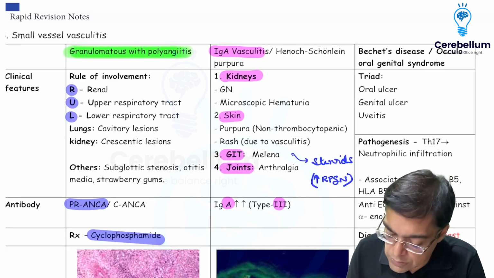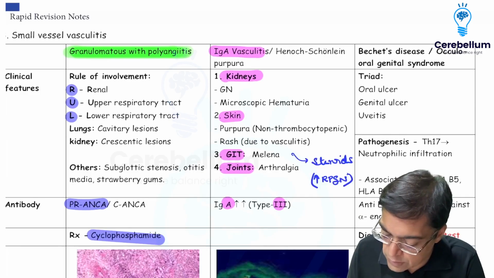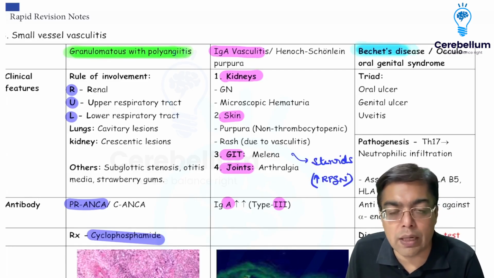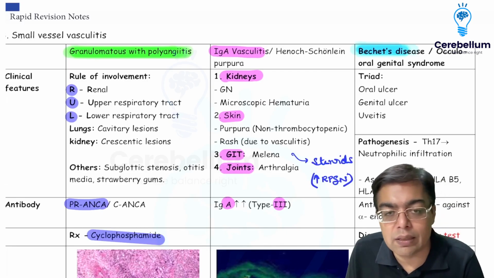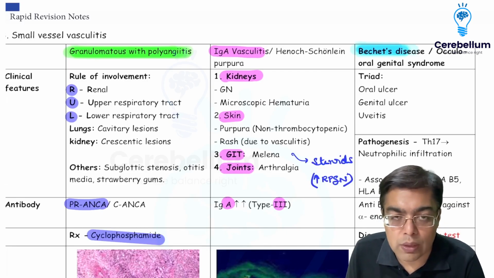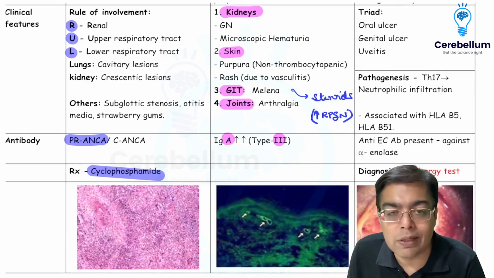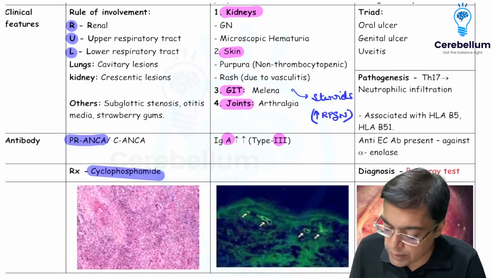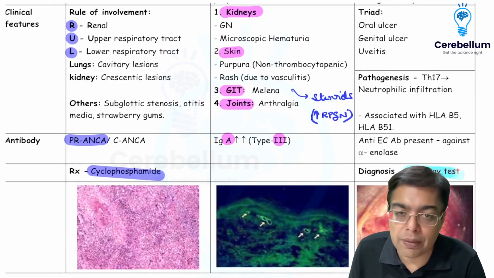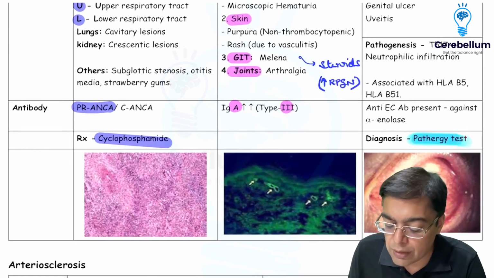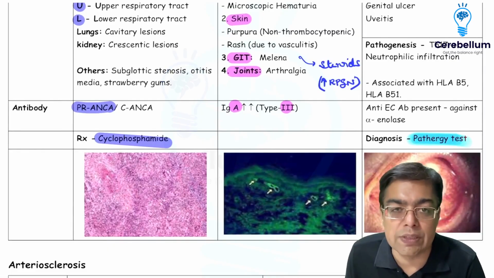We have a condition that is going to be given the name of Behçet's disease. Behçet's disease is also given the name of oculo-orogenital syndrome. That's why you associate it with the triad, and the triad is oral ulcer, genital ulcer, and uveitis. Oral ulcer, genital ulcer, and uveitis. This condition is associated with neutrophilic infiltration, and it is going to be diagnosed with the help of a test that is given the name of Pathergy test. Pathergy test is a term that you associate with a patient having oculo-orogenital syndrome or Behçet's disease.